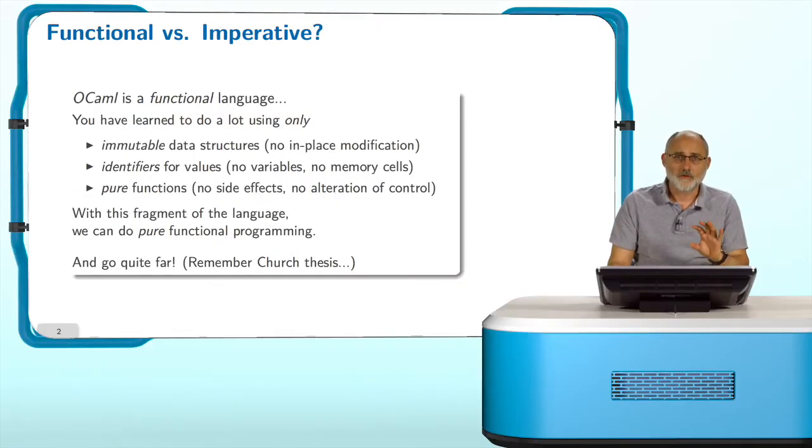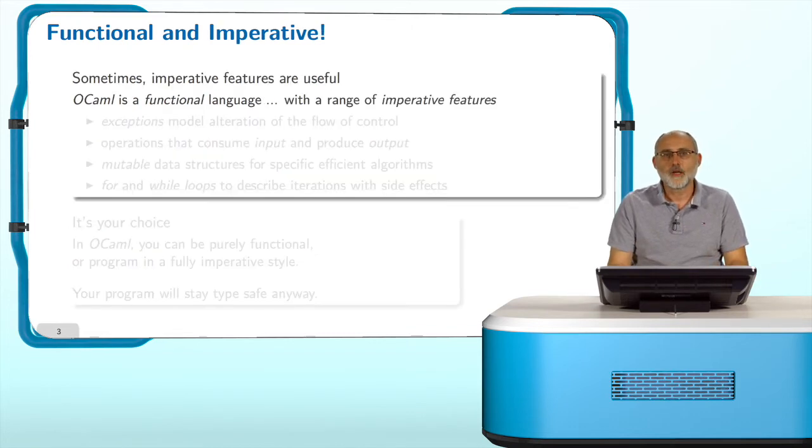With this fragment of the language, we can go really very far doing just pure functional programming. Remember Church's thesis, we can program whatever we want. Anyway, there are situations where imperative features can be useful to be more efficient in space, faster in execution. Well, OCaml is a functional programming language which has a range of imperative features.